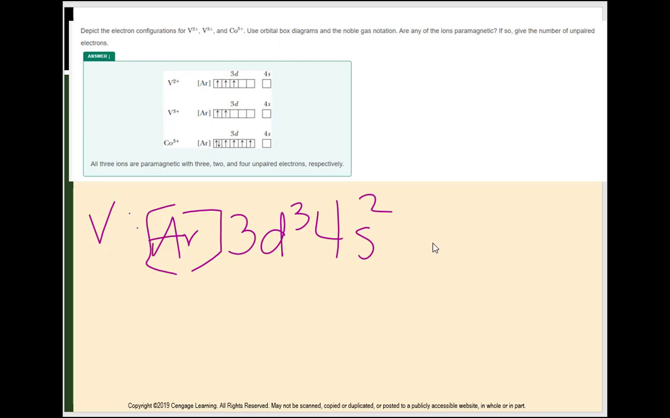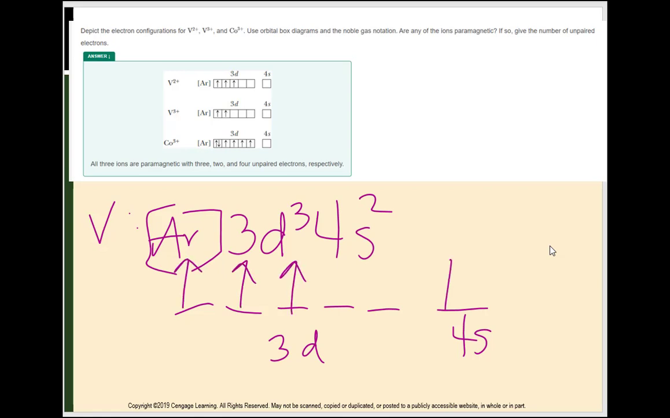However, when we're looking at becoming ions, we are losing our highest n first. So I'm going to draw this, and we're going to look at 3d, 1, 2, 3, 4, 5. This is my 3d, and then this is my 4s. So I've got 3d3, 1, 2, 3, and then 4s2. This is V just as a neutral atom.